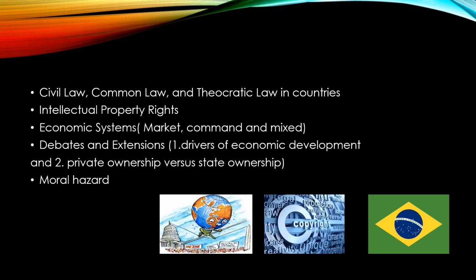Civil law uses comprehensive statutes and codes as a primary means to form legal judgments. Common law is shaped by precedents and traditions from previous judicial decisions, and theocratic law is a legal system based on religious teachings. Now, coming to property and intellectual property rights.